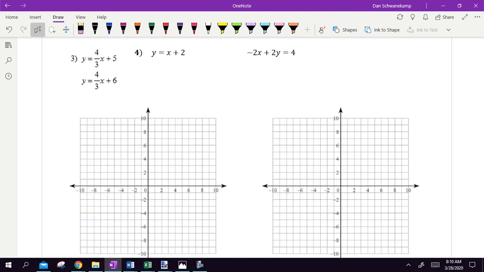Oh, had a little bit of a formatting issue here. Sorry. Those go over there.